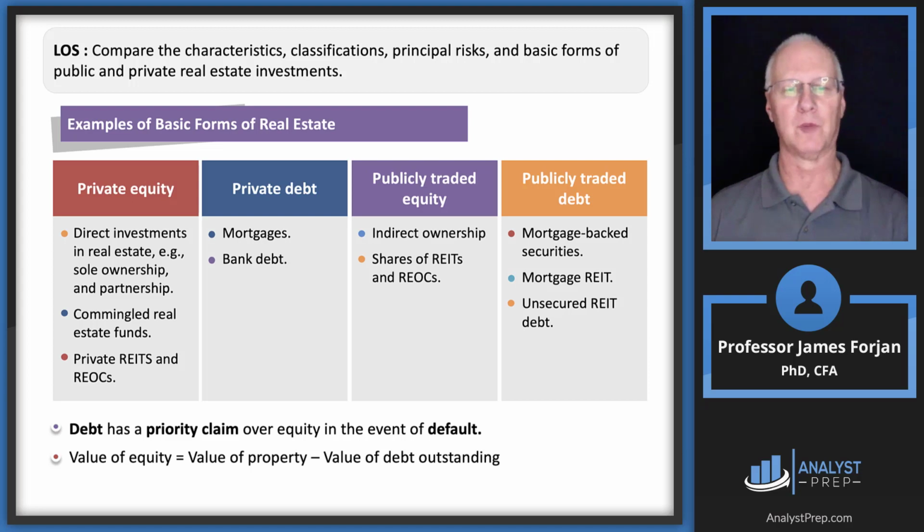Notice the bottom circle points down there. Debt has a priority claim over equity. That makes perfect sense. No different from what we've talked about in the past. And then that last embedded circle point there is directly out of Modigliani and Miller, 1958. Value of the equity is equal to the value of the asset, or the property in this case, minus anything that we owe.